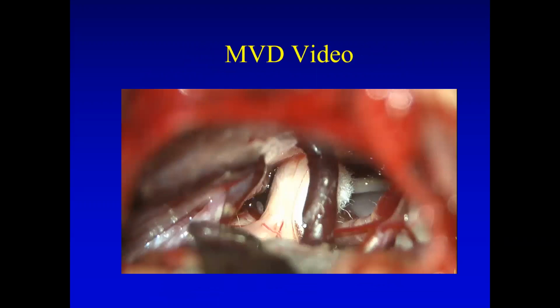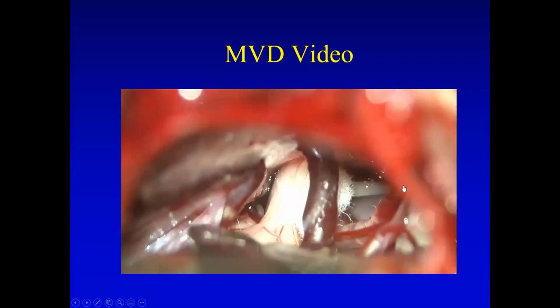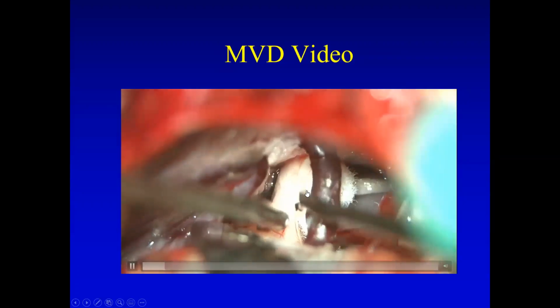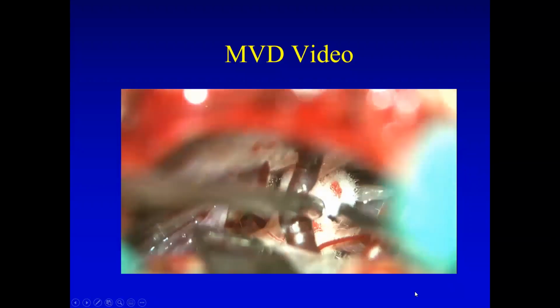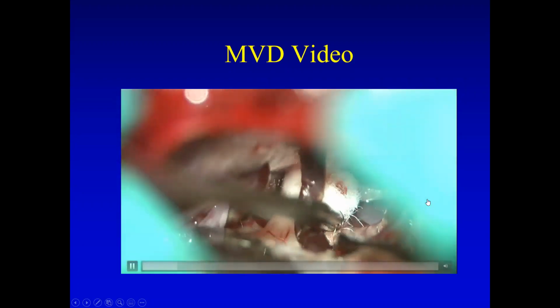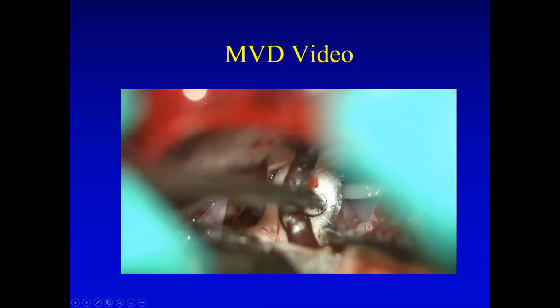Okay, so this is the video, and during the video, a couple things to point out. I already have one cushion in there. You can see that's this white cotton ball structure. That's decompressing one of the arteries right here from the nerve. So I already have one of the cushions in place, and I'm going to demonstrate putting the second cushion in place.